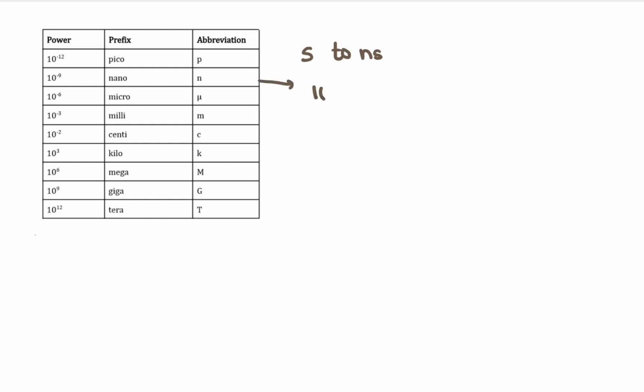That is, 10 to the power negative 9 seconds equals 1 nanosecond. The power goes with the base unit, which in this case is seconds. This is a very important concept as it is one of the most commonly made mistakes. Let's do an example.